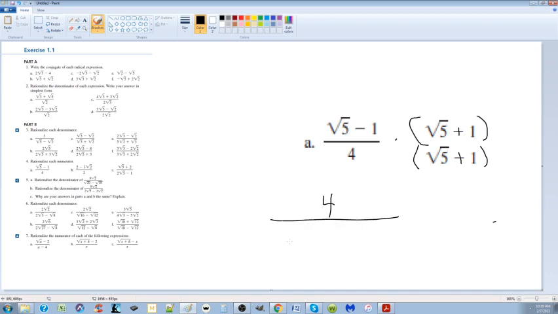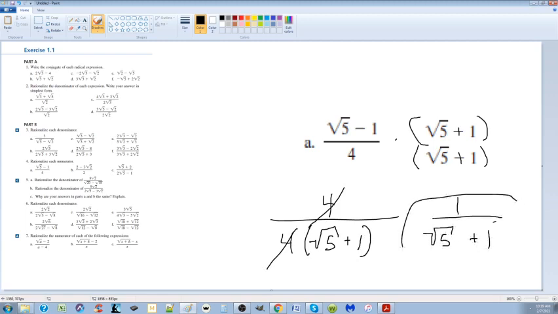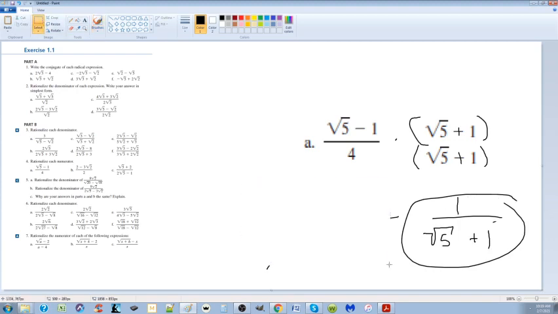What am I going to be left with at the bottom? 4 times the square root of 5 plus 1. And the reason I didn't expand that is because I can already see that these simplify, and I'm left with 1 over the square root of 5 plus 1. And that's it right there. Now that could also be technically written as, if for some reason you wanted to, 1 over the square root of 5. No, it can't be. My bad. That's as simple as it gets.